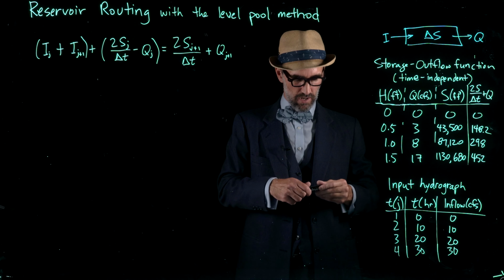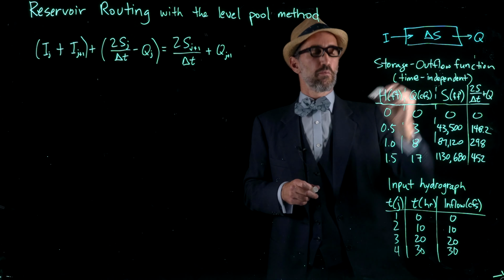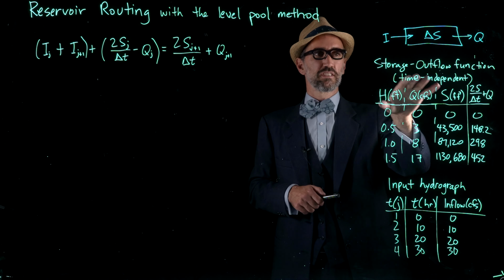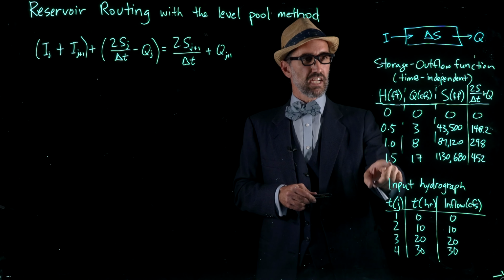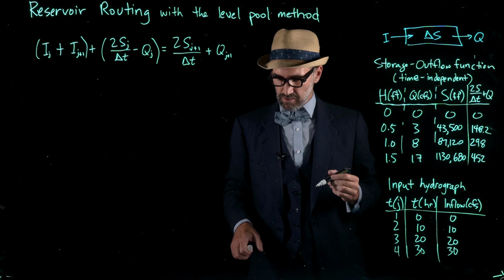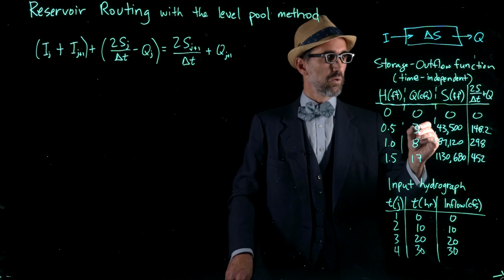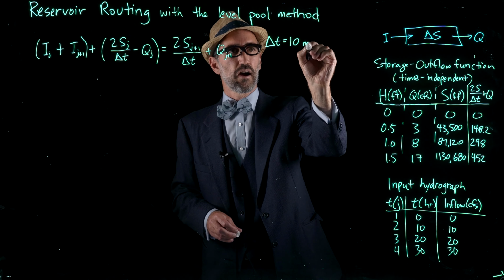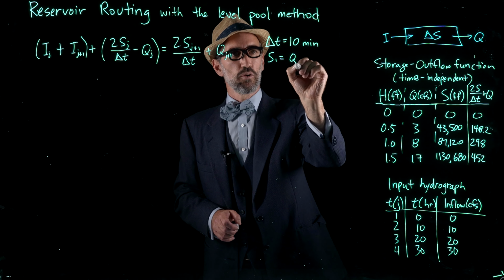So what we're doing is routing water. This is a control volume with a changing storage with an input and output function and signal. And we know a few things about this changing reservoir. We first know some time independent information, and that's the storage outflow function. With changing head and changing flow out, the storage changes. And from those changes in storage, we can calculate this 2S over delta T plus Q, which becomes quite important. It's important also to remember that we are working with time periods in this problem of 10 minutes. And as I said earlier, our S1 and Q1 are equal to zero.